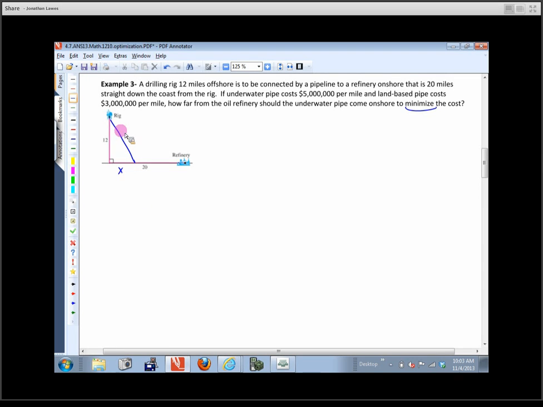It's just the square root of the squares of the two legs added together. So that's going to be the square root of 144 plus x squared. And how would we represent this right here, the distance from where we come on land to the refinery? 20 minus x. Oops, 20 minus x. Okay? So here's how long the land-based pipe is, and this is how long the underwater pipe is.